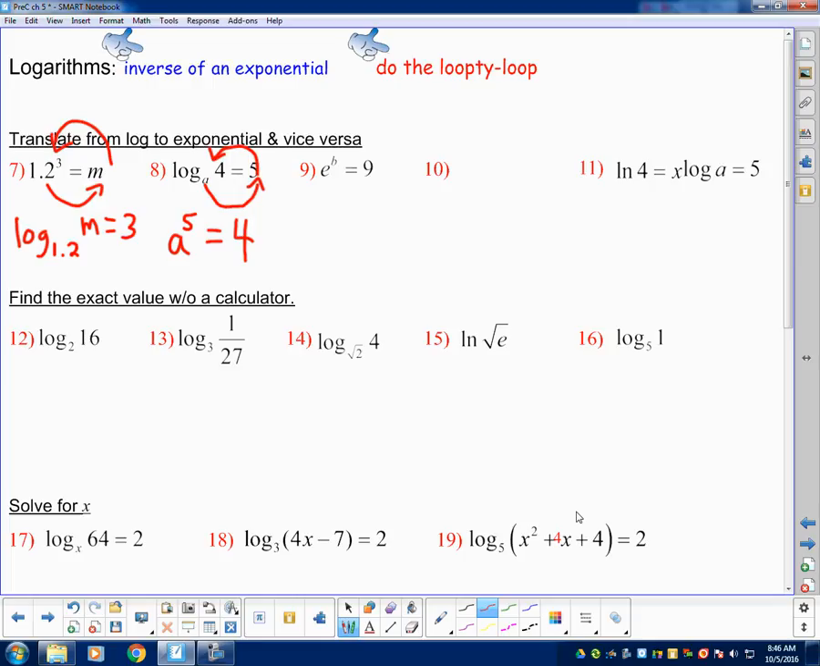When you don't see, for example, on this logarithmic expression, if you didn't see a little subscript here, that means base 10, if you don't see it. And then ln over here means log base e. I'll rewrite that for you.